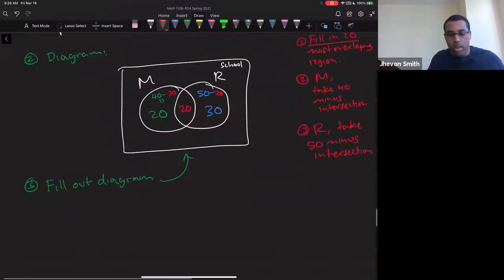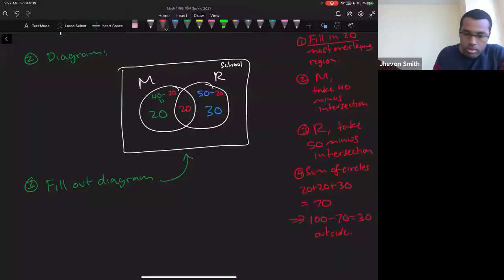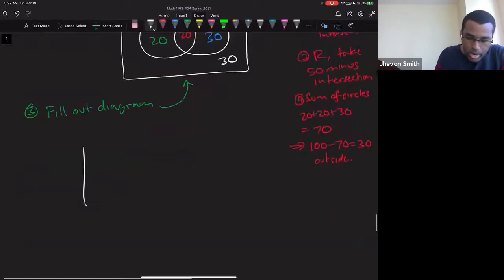Now, what is the sum in all the circles? Note the sum of circles. There's the 20 plus the 20 plus the 30, which is 70, which means there are 30 outside the circles, because 100 minus 70 equals 30 outside. So there are 30 people out here. This leads you to a diagram that looks like this.